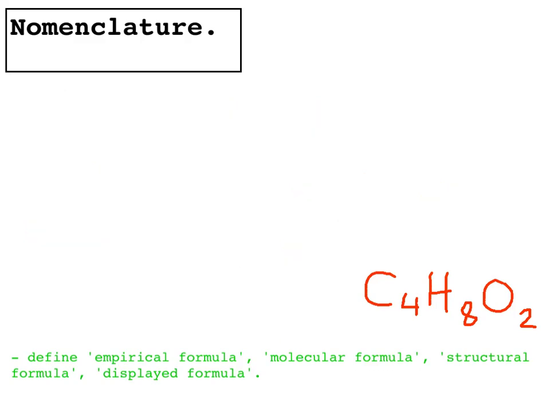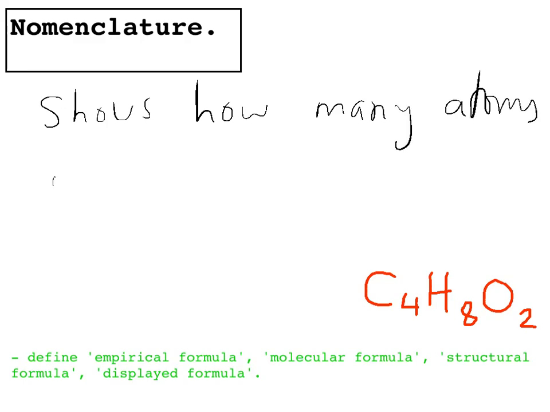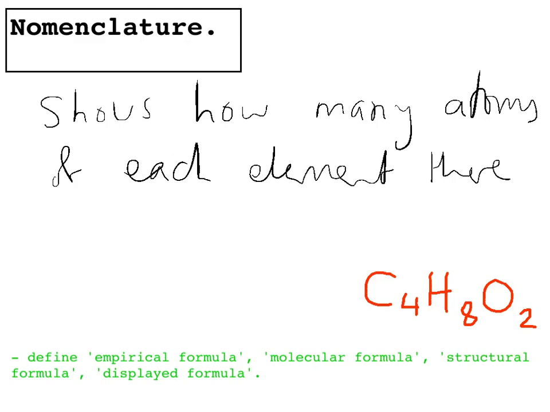So the first formula we're going to define is the molecular formula, and here is the molecular formula of the compound from the previous slide. And the molecular formula shows how many atoms of each element there are in the compound. So it shows you the basic information for the compound you've got. It shows you how many atoms of each element there are. So in this one, there are 4 carbon atoms, 8 hydrogen atoms, and 2 oxygen atoms.